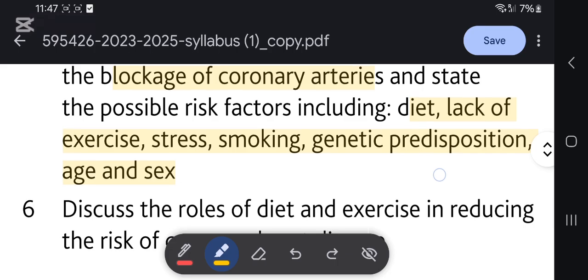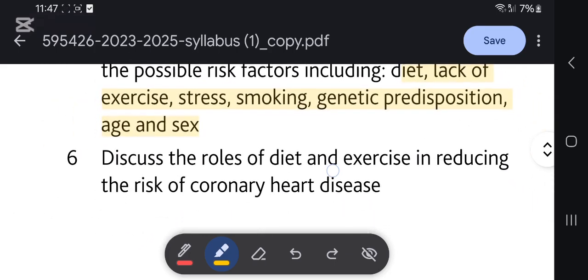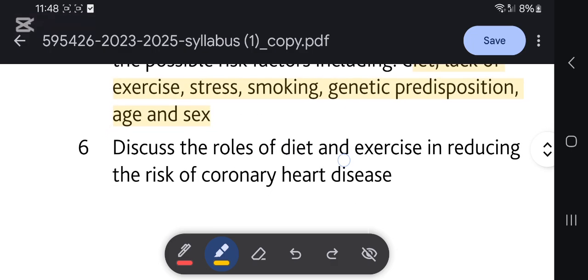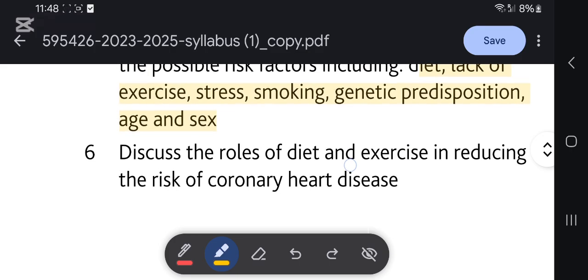Lack of exercise, stress, smoking, and then genetic predisposition. Like if your ancestors have it, you have a high chance to have it. And of course, age: as you grow, you have more chances of getting it. And as for sex, men are more likely to have it than women.